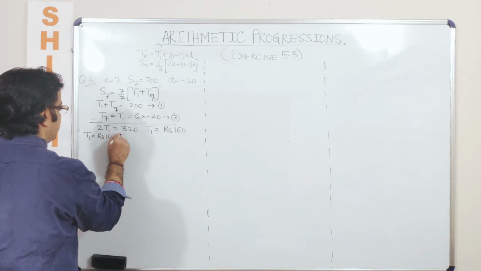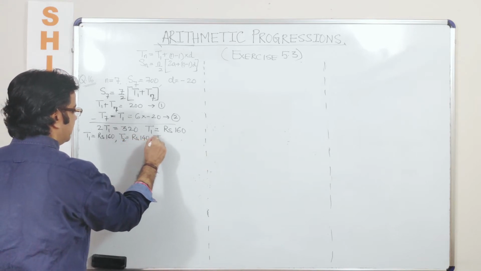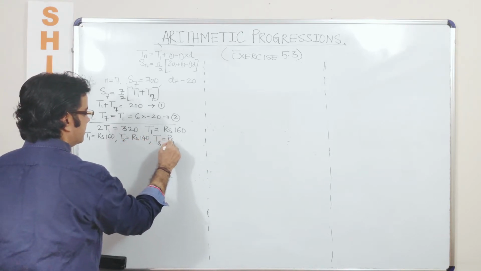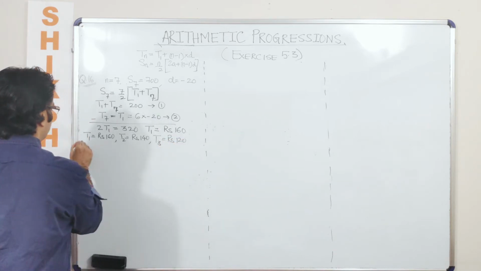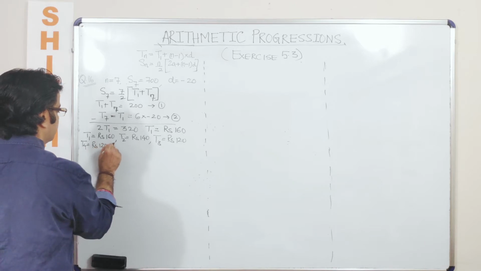The value of the second prize will be 20 rupees lesser. The value of the third prize will be another 20 rupees lesser. The value of the fourth prize will be another 20 rupees lesser, and so on.